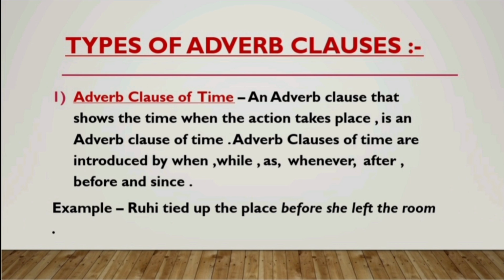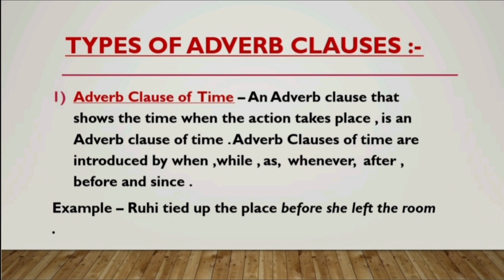Types of adverb clauses. The first one is adverb clause of time. An adverb clause that shows the time when the action takes place is an adverb clause of time. So basically, an adverb clause of time shows the time of an action, when the action took place, or when the action takes place. That is an adverb clause of time.